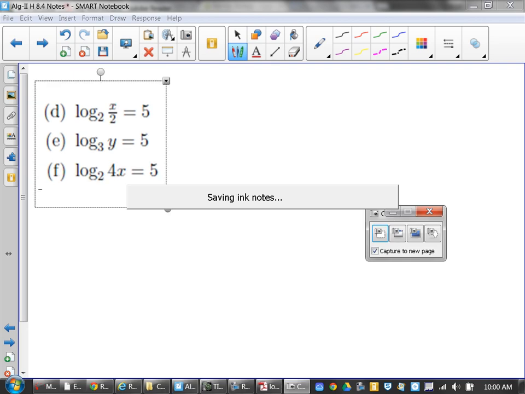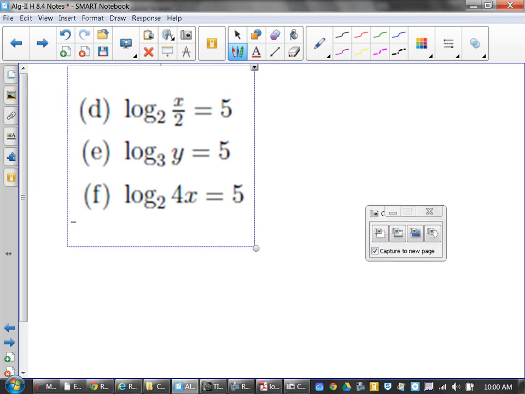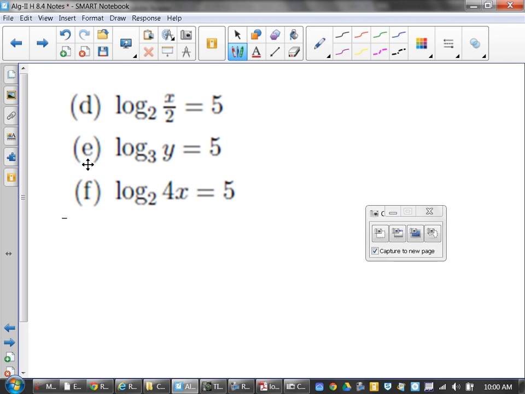Slowly but surely. So this is 2 to the 5th is x over 2. 2 to the 5th is x over 2. What's 2 to the 5th? 32. Times 2? 64. You get 64. Everybody see how we got that? 2 to the 5th is 32.